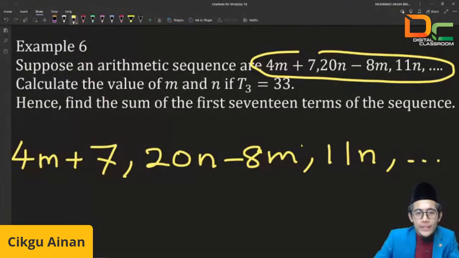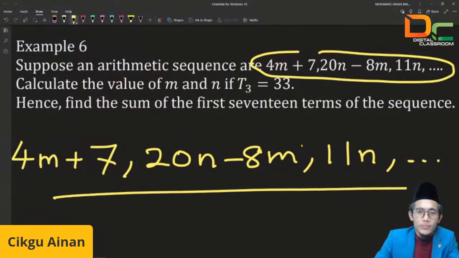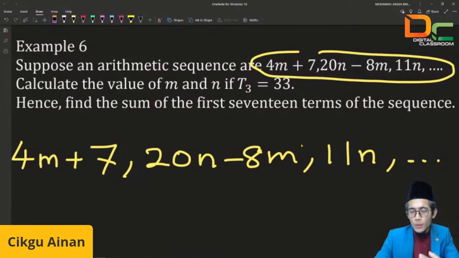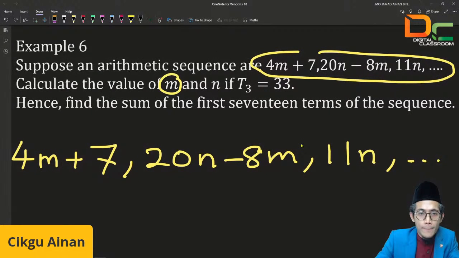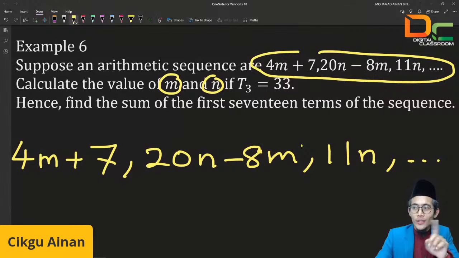Now this is the arithmetic sequence. What we are supposed to do is calculate the value of m and n. M and n is not a and d. This is not the first term, and n is not a common difference. It's just the variable unknown yang ada di dalam term tu, the one that we don't know. So if we have been given information over here, I use different color lah.